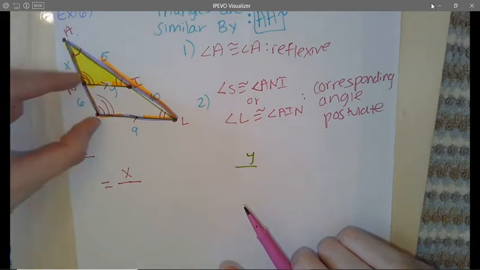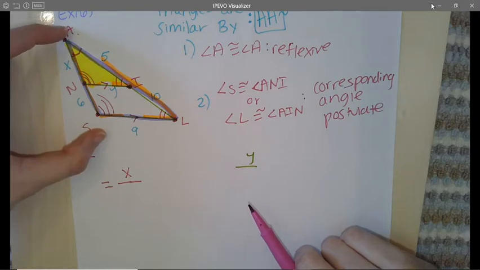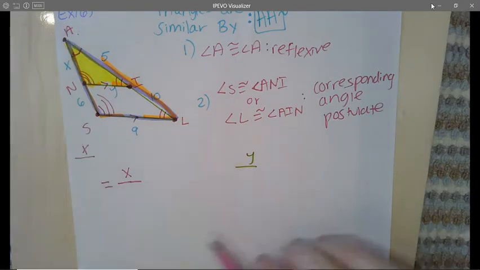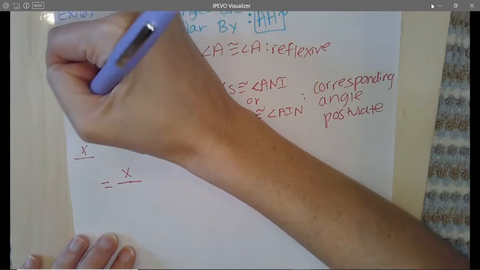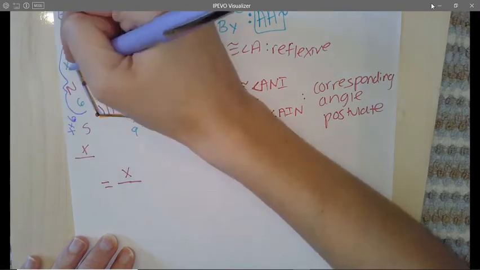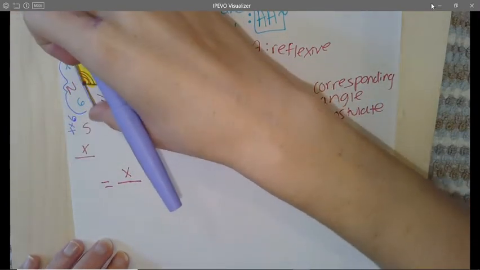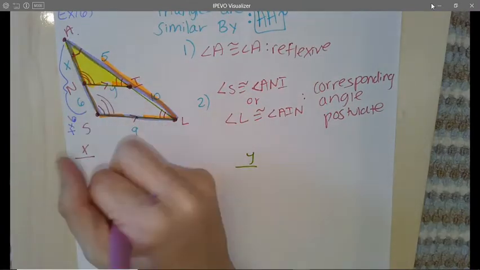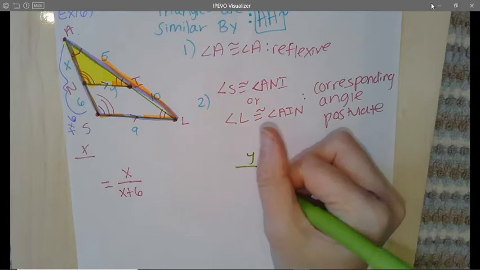So what do I do with each of these parts to get the whole side length? I would have to add them together. So to get this whole thing, I need to add the x and the 6 together. So this side corresponds to this whole side, which is x plus 6. So be careful. Okay, and now I'm going to set up for y.